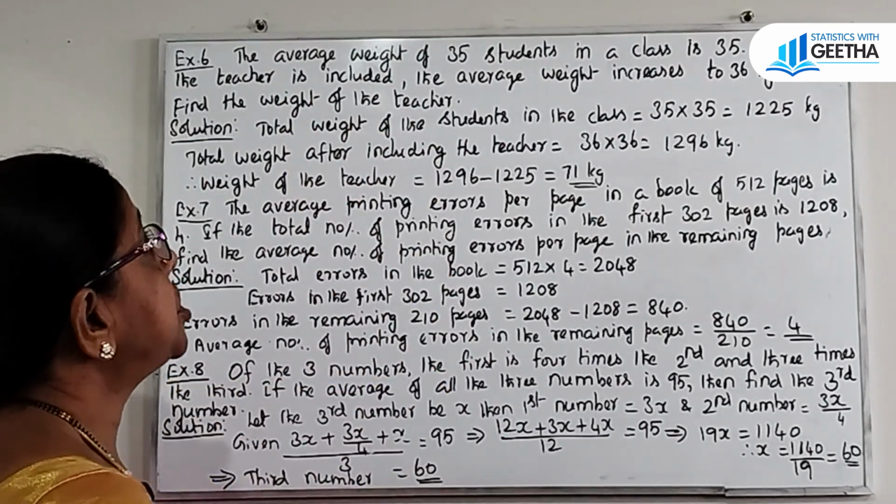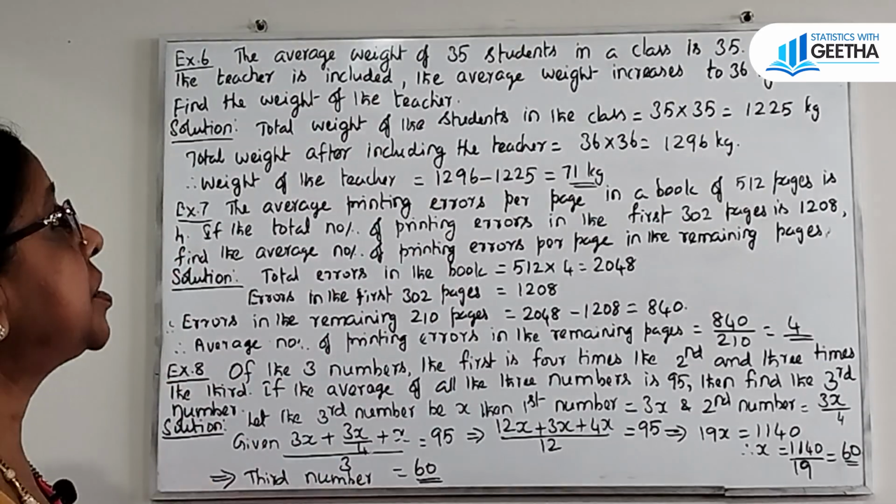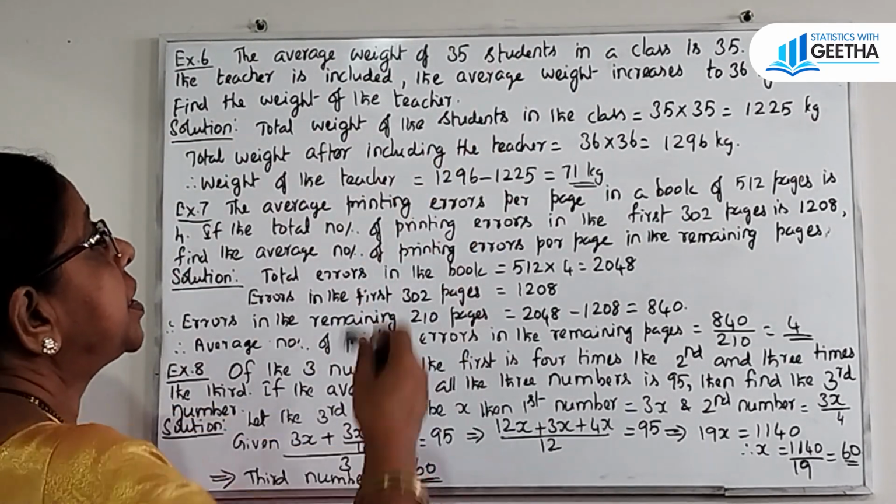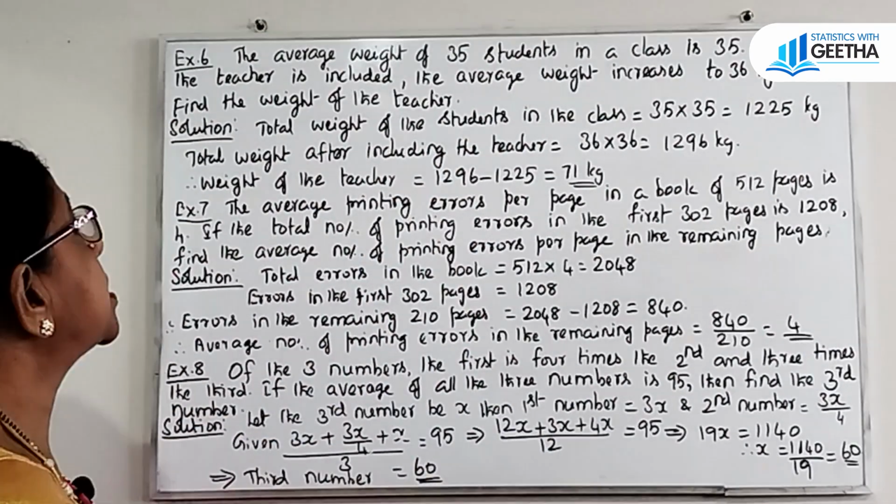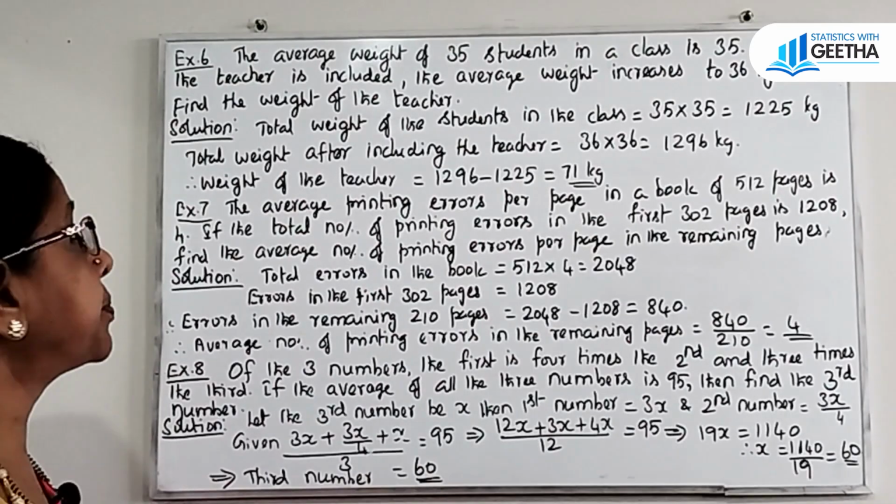Exercise number 6. The average weight of 35 students in a class is 35 kilograms. If the teacher is included, the average weight increases to 36 kilograms. Find the weight of the teacher.